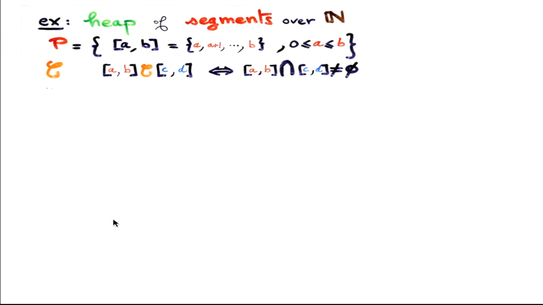Example, heaps of segments. So you take the integer n. The basic pieces are segments A, B, where you have any two integers A and B, and you take all the integers between A and B. So it is the segment A, A plus 1, A plus 2, until B. And the dependency relation is the following: two segments are in relation if and only if the intersection is non-empty.